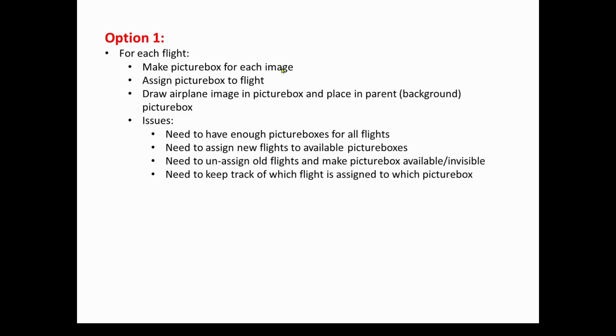So what I might want to do is I get a flight coming in from the web server. I can assign that to a picture box, and throughout the presence of that flight, it's always assigned to the picture box, and I can just rotate the image and move the picture box each time that flight reappears. So you draw the airplane image in the picture box and place it in the parent picture box, which is the satellite image. Now, that might sound like a really good way to do it.